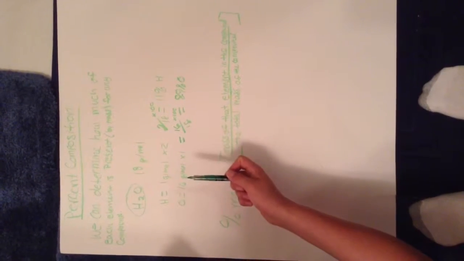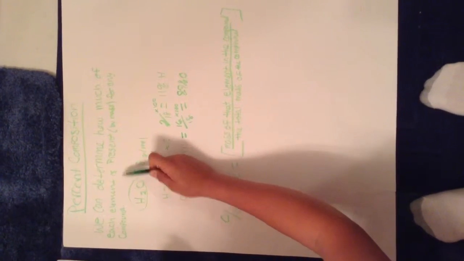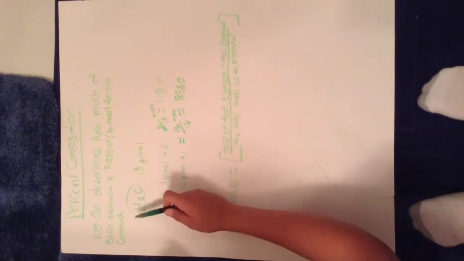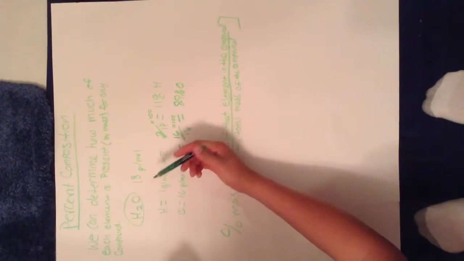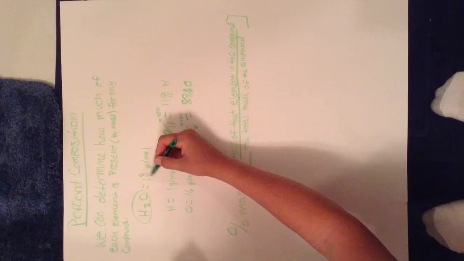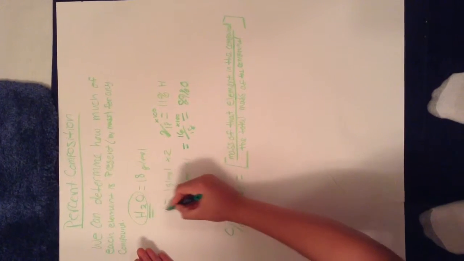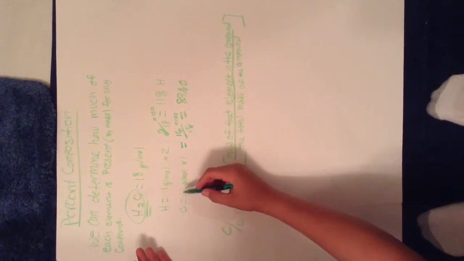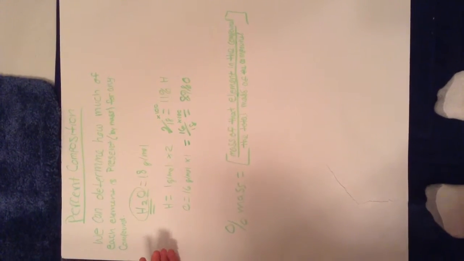Okay, so percent composition is that we can determine how much of each element is present by mass for any compound. So for example, we have H2O, water, which equals 18 grams per mole. Now for hydrogen, we have 1 gram per mole times 2 because there's 2 present. And for oxygen, we have 16 grams per mole times 1 because there's only 1 oxygen.